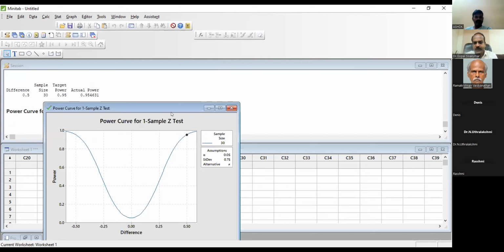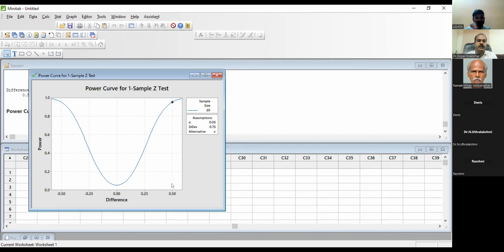Now you can see the power curve. What is this power curve telling me? To achieve the required power of 95%, you see here, power is here. And to validate a difference of 0.5 in the average, minimum how many samples should you take? 30. As the difference in the average increases, the sample size might decrease, isn't it?